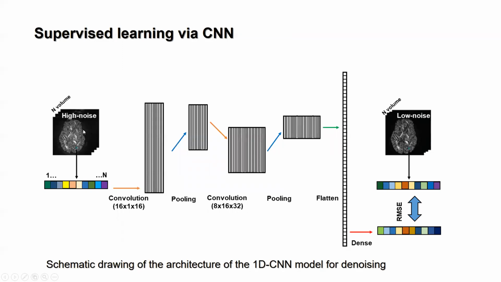So even one brain DW dataset has enough samples for the training. The architecture of the neural network has two convolutional layers plus two pooling layers, and then one flattened layer and one dense layer. So it's very, very simple. And we use mean square error between the output and the low noise signal as a cost function. The network was trained using TensorFlow.